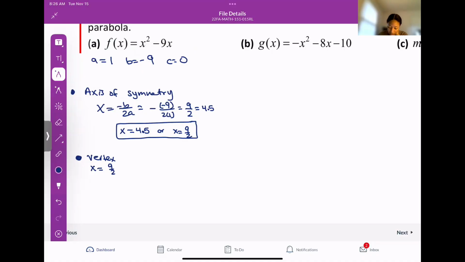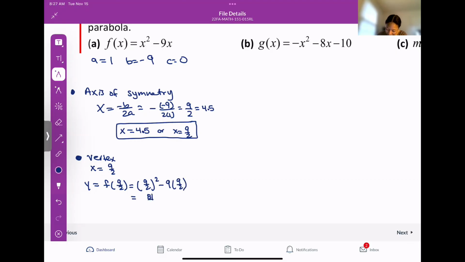Yeah, I believe that. And then y is going to be equal to f of 9 over 2. What does this mean? We're going to take that x coordinate, plug it back into the original function, and then find y. All right, so that'll be 9 over 2 squared minus 9 times 9 over 2.